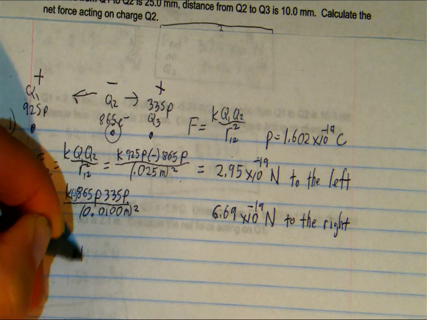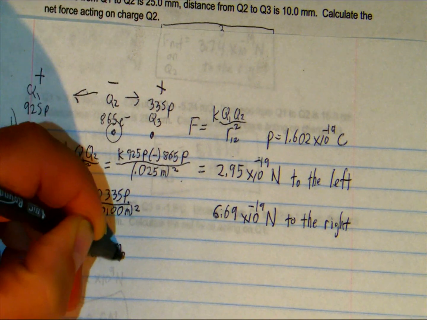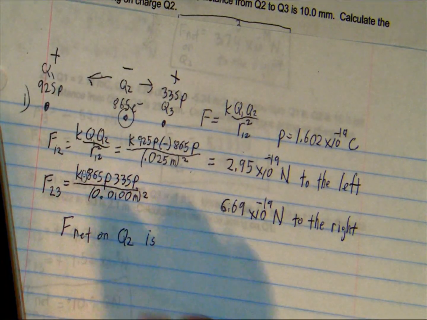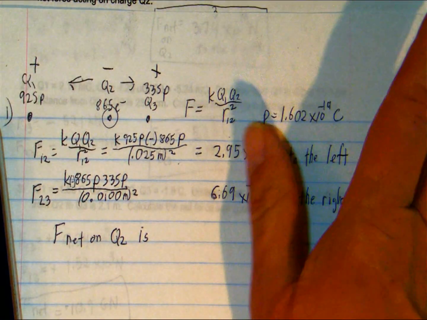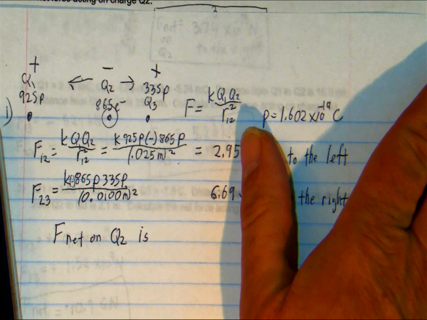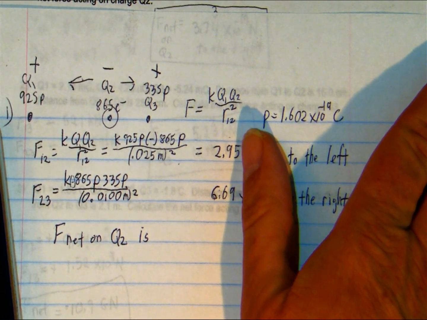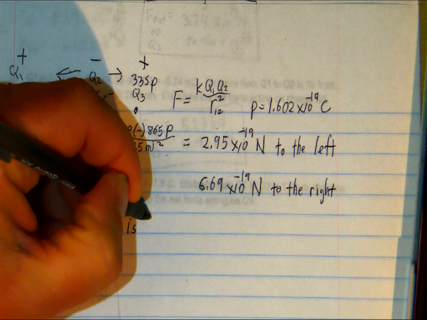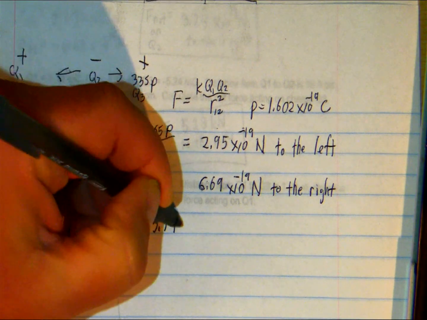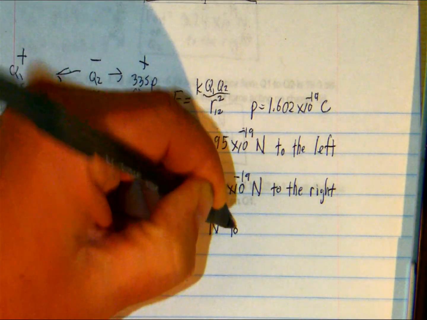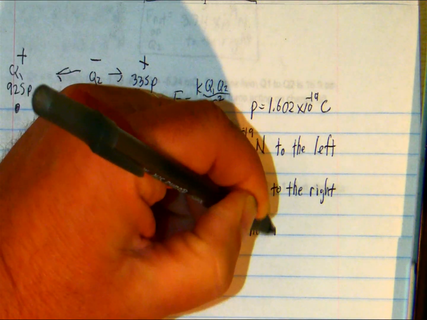So the net force on Q2 is, and now take the difference. In fact, it's going to be times 10 to the negative 19th power. So you could just ask yourself, what is 6.69 minus 2.95? And the calculator says, oh, that's 3.74. So there you have it, 3.74 times 10 to the negative 19th power newtons to the right.